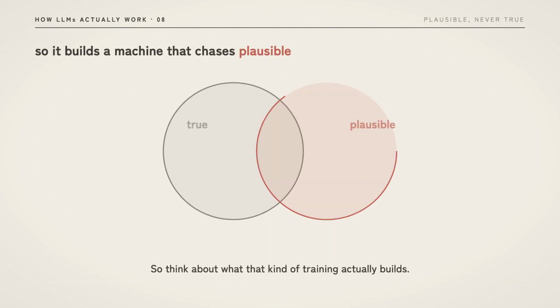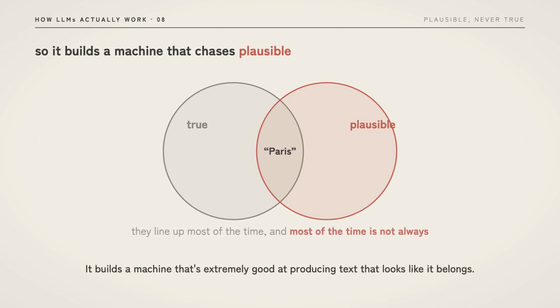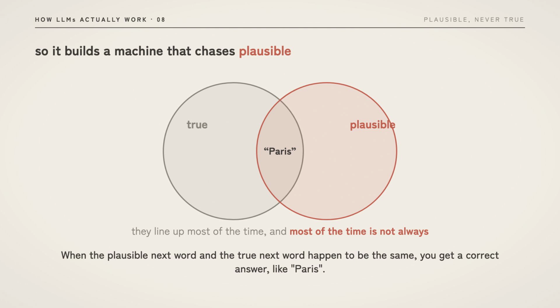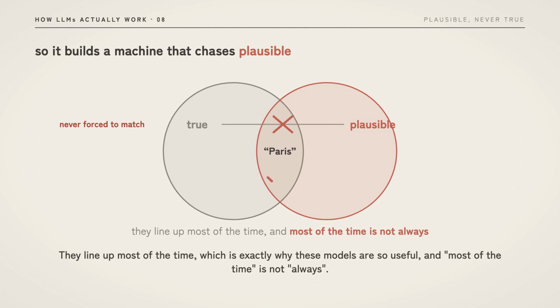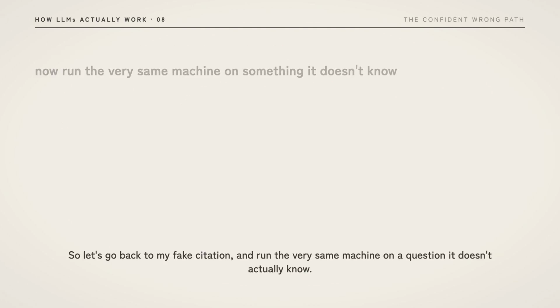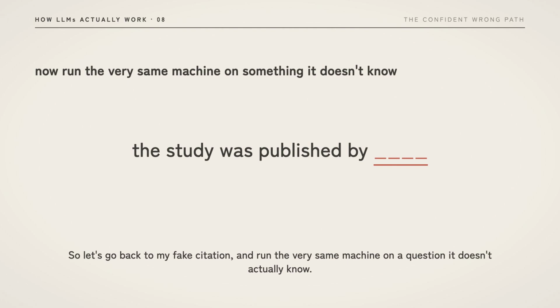So think about what that kind of training actually builds. It builds a machine that's extremely good at producing text that looks like it belongs. Plausible is the target from the first day of training to the last. When the plausible next word and the true next word happen to be the same, you get a correct answer, like Paris. But nothing in the training ever forced those two to be the same word. They line up most of the time, which is exactly why these models are so useful, and most of the time is not always. So let's go back to my fake citation and run the very same machine on a question it doesn't actually know.